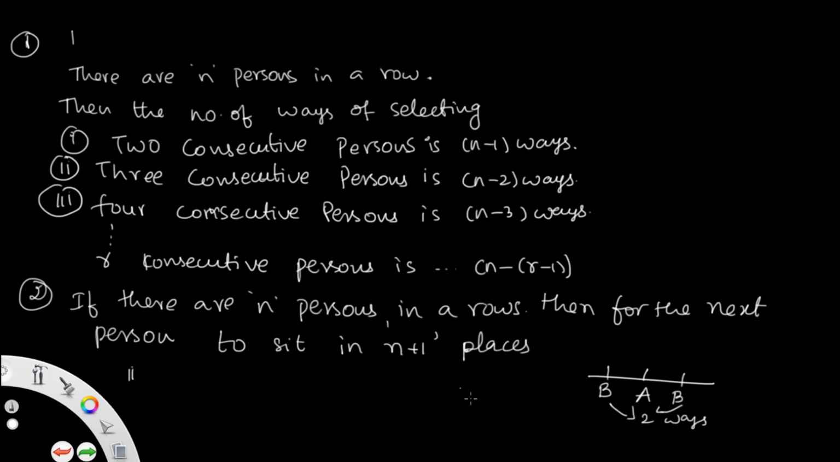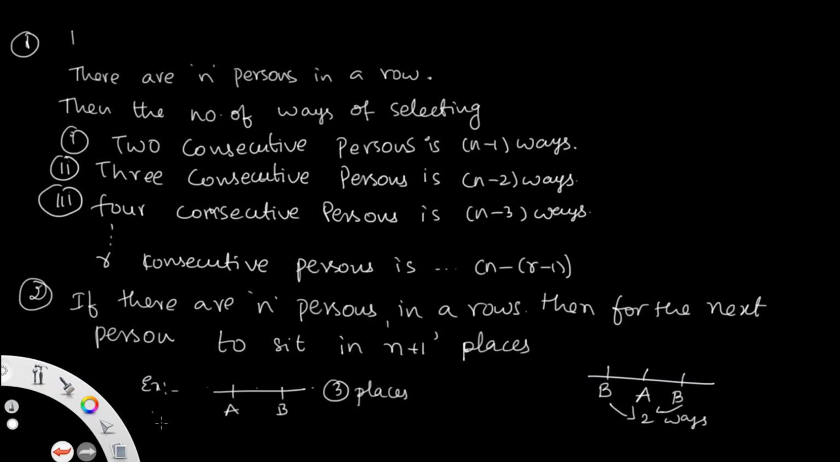So this is the simple one. If there are n persons in a row, then the next person can sit in n plus 1 ways. If the next person sits with A, B, C there, how many ways? We can get 4 places. If 2 persons are there, the next person can sit in 3 places. Example: if 2 persons A and B are there, how many places can we get? That is 3 places. First place, second place, third place.